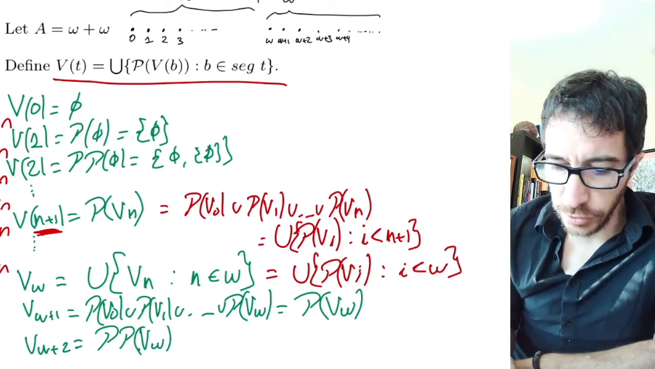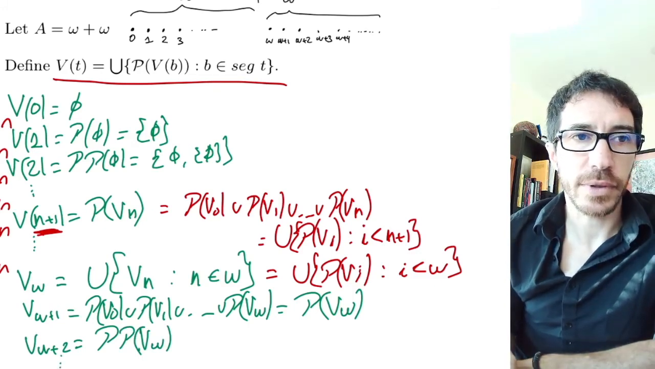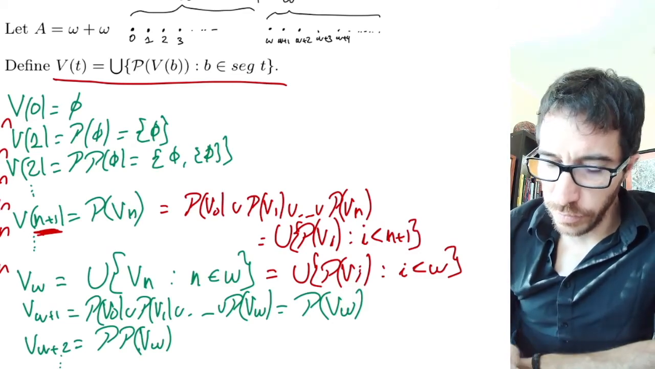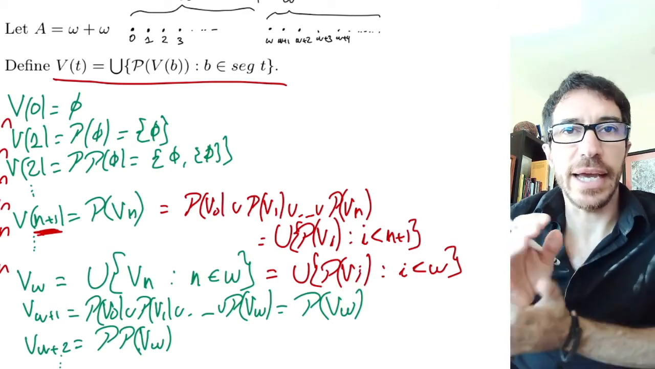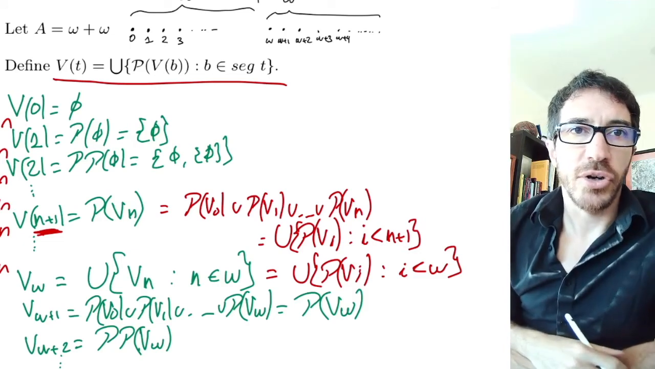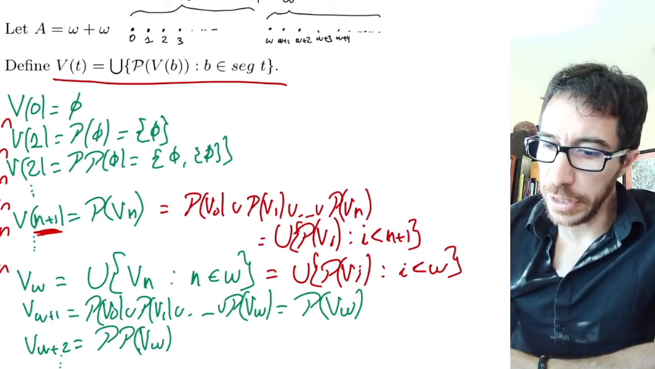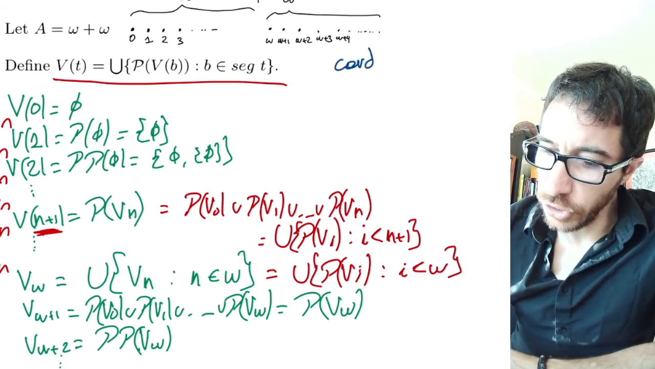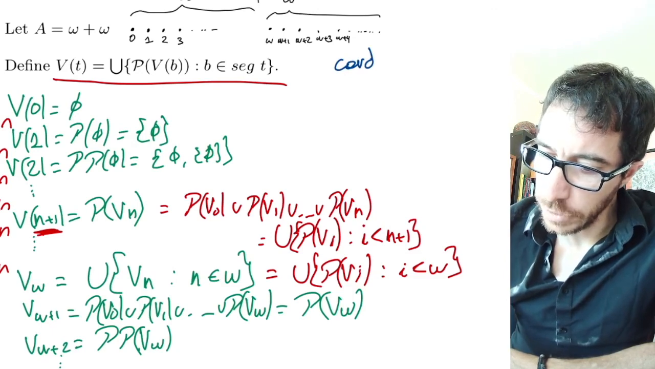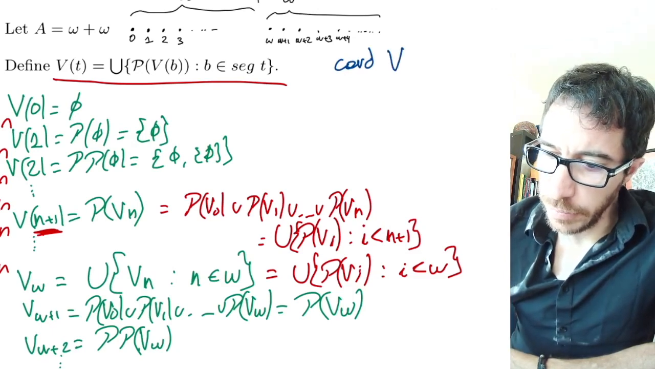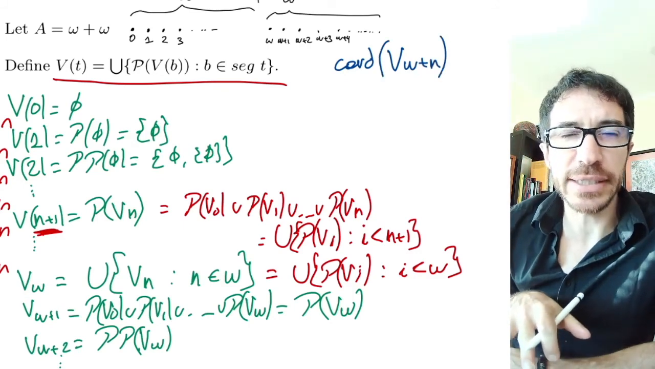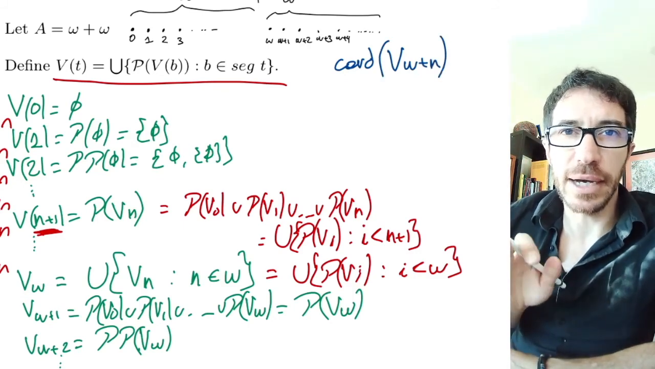And so on and so forth. Right? Then you get essentially V omega plus n, which is n iterations of the power set. Okay, so question for you guys. What is the cardinality of V omega plus n? I mean, there is something not completely right in what we just did, but we'll get into that in a minute.